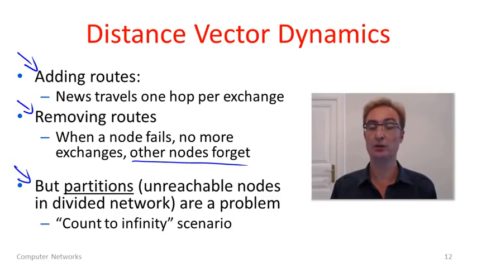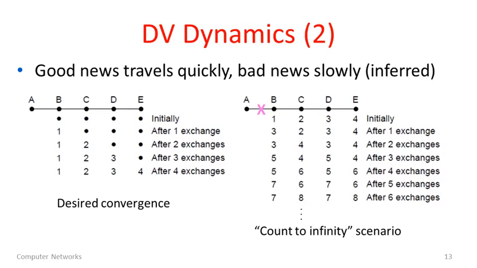You get what's called the count to infinity scenario. Here's that scenario. So I've shown on the left the desired behavior. This is a simple chain, and we're looking at how information from the destination A propagates. You can see here good news, reaching A. News travels quickly. After 1 hop, B knows you can reach A at cost 1. That's down here.